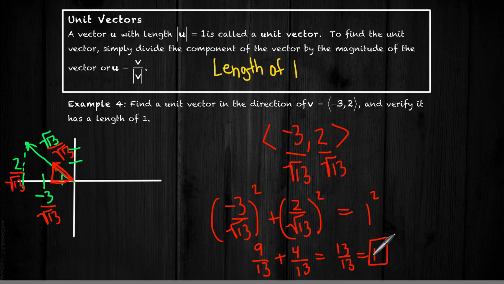So how do you find a unit vector? First of all, what is a unit vector? A unit vector is a special vector that has a magnitude, a hypotenuse, a length of 1. How do you get it? You draw the normal vector, you find the magnitude of that, and then you divide the components of that vector by the magnitude to scale everything down so that it has a length of 1.